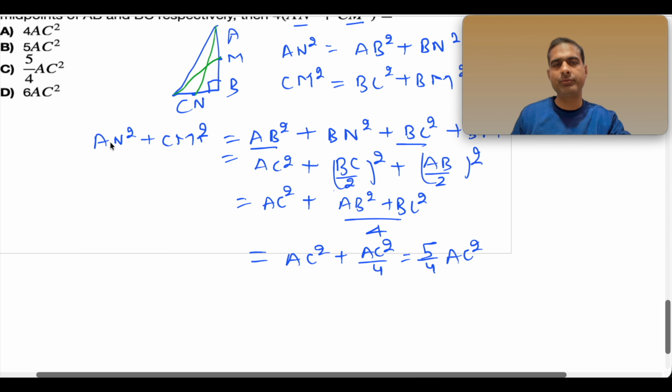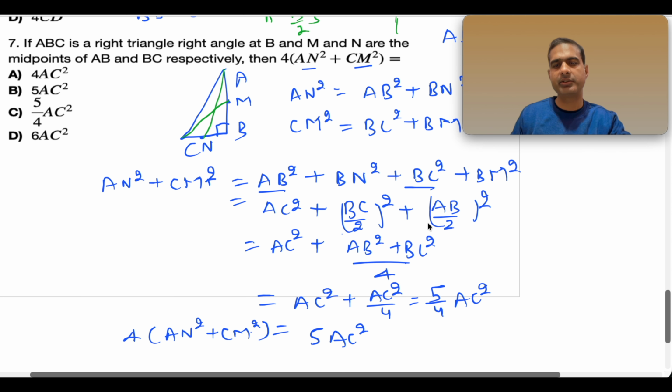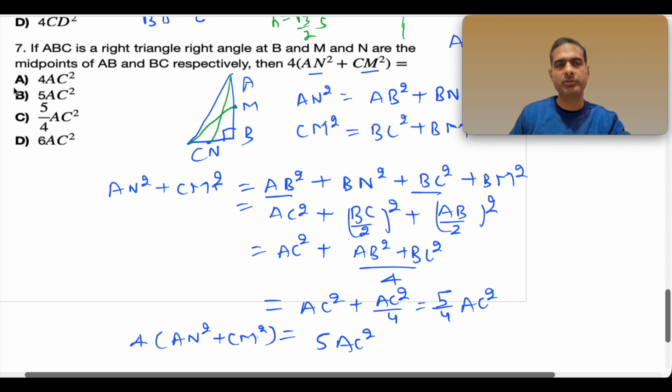Now if I multiply 4 to the other side, I will get 4 times (AN square plus CM square) is equal to 5 AC square. And this is what we had to find out. 4 times (AN square plus CM square) is equal to 5 AC square. So option B will be our answer.